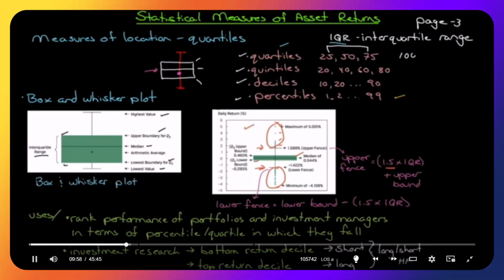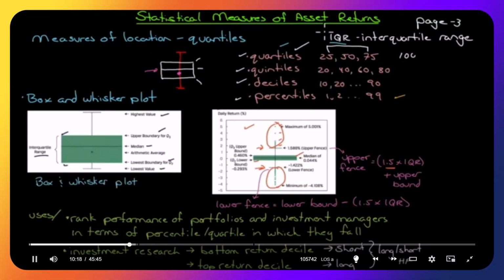Why would we want to use quartiles, quintiles, deciles, percentiles? To rank performance of portfolios and investment managers. This is typically done in terms of quartiles. You'll see this at Level 3 when you look at evaluating managers and manager selection. There's a whole wonderful reading on that.